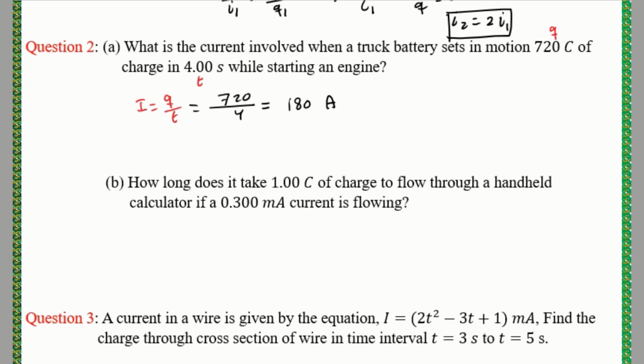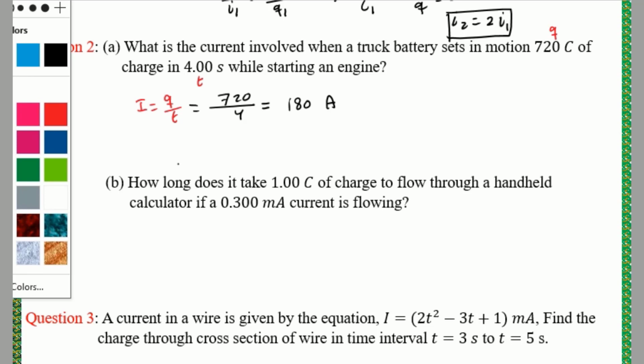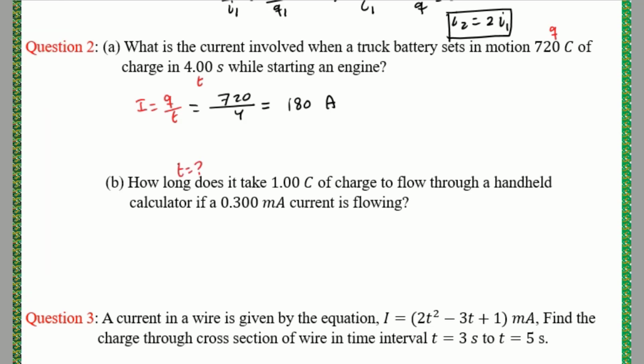Part B. How long does it take 1 coulomb of charge to flow through a handheld calculator if a 3 milliampere current is flowing? We will use the same equation. We need the time, which is unknown. This is the charge, 1 coulomb, and this is the current I. Now, as I equals Q over T, we can write T equals Q over I.